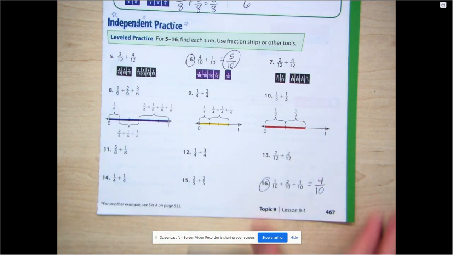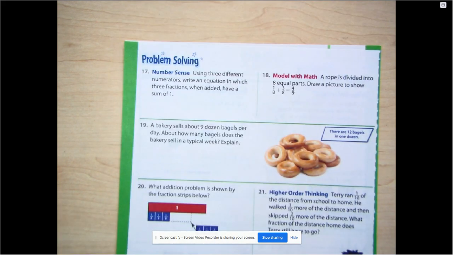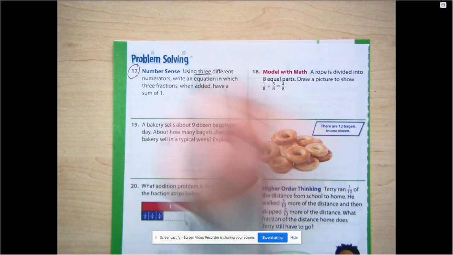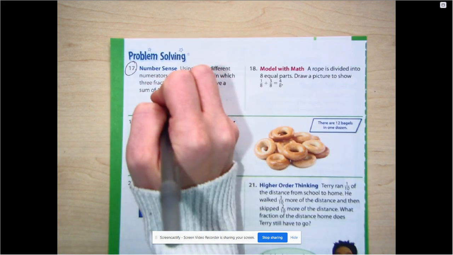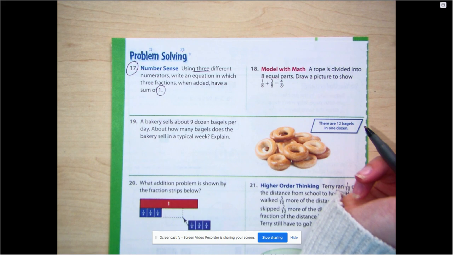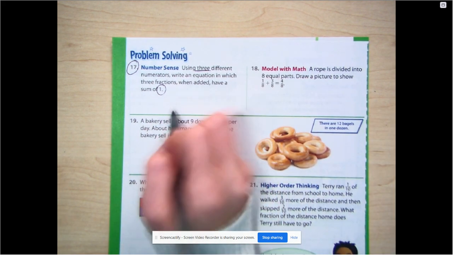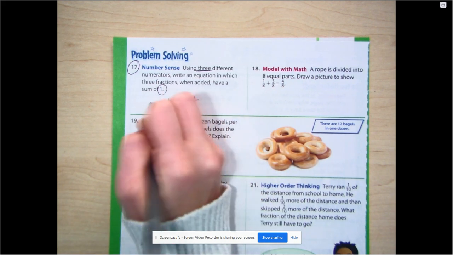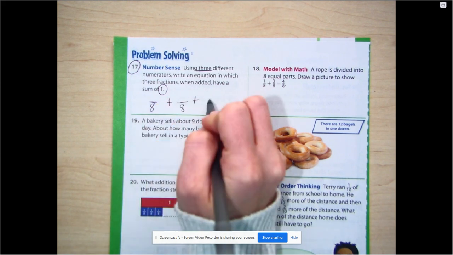All right, now I want you to flip your sheet over and let's do a little bit more thinking here. Number 17 I really like. Using 3 different numerators, write an equation in which 3 fractions, when added, have a sum of 1. So what I need you to do right now on your paper is to write 3 fractions, when added up, give us a sum of 1. Now, I'm going to give you a hint here, and I want your denominator to be 8.